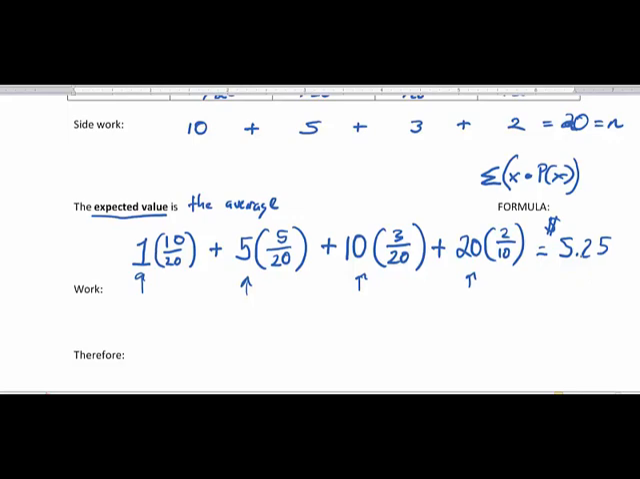Even though no one's taking a quarter out of the bag, this is the average built on this weight based on the probabilities that each one can happen. So the therefore of this is that $5.25, pardon me, my 5 didn't look so good there, $5.25 is your expected pull per grab. So the expected value is a little bit more than $5.